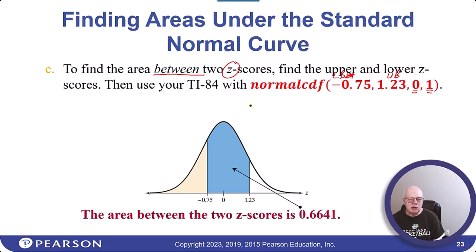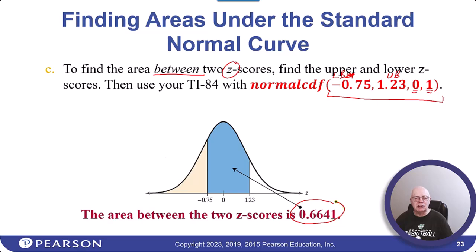The area between the two scores, here's our setup. Negative 0.75, that's the lower bound. 1.23, the upper bound. 0 because it's the z-score. 1 because it's the z-score. And there's the area. And sure enough, it is over 0.5, but not too far over. Use your common sense for this.